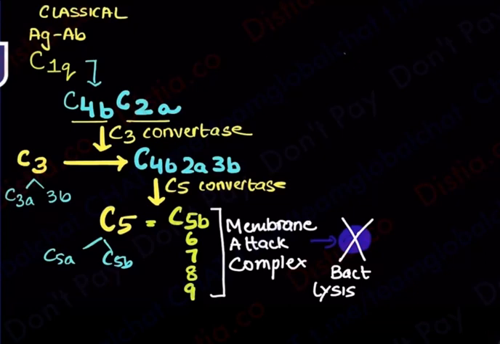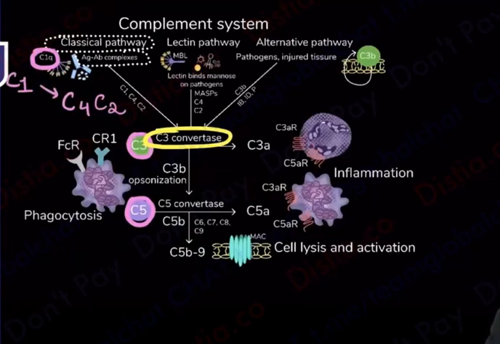Let's repeat. The story starts off with C1. It has to start with number 1. First, I'm going to target all the even numbers. Then I'm gradually going to target all the odd numbers. So first I activate 4 and 2. So C4B2A is formed. That is now going to activate 3. So then what we have is 4B, 2A, 3B. That is now going to activate 5. And as soon as 5 is activated, 5B, 6, 7, 8, 9 are going to form the membrane attack complex and kill off the bacteria. Okay, having said this, coming back, you realize that your classical pathway is finally a tick mark.